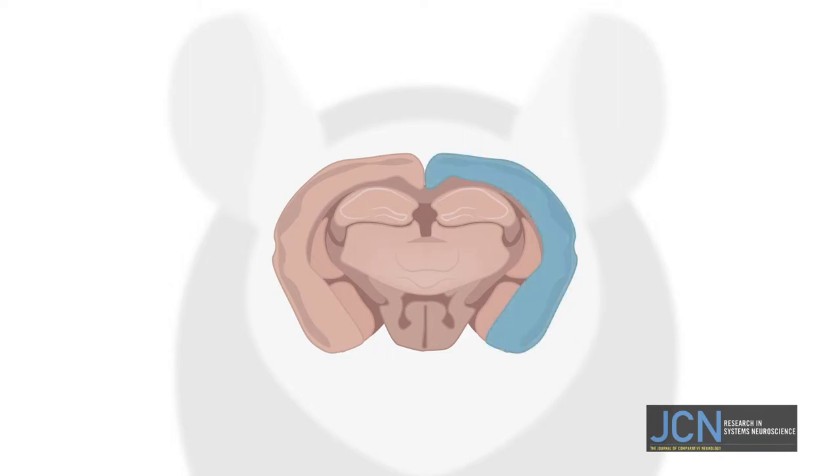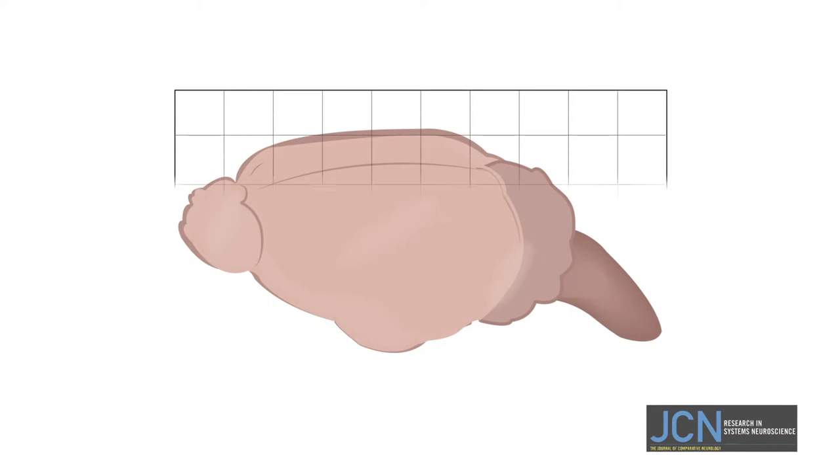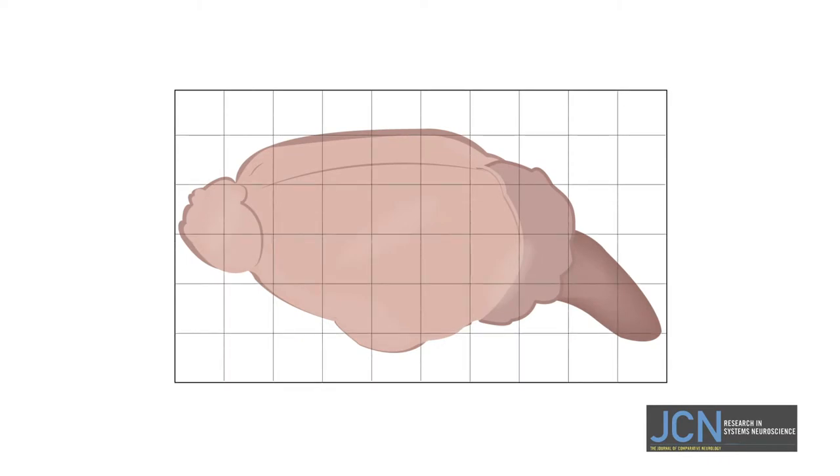Such studies require correct identification of specific brain regions for accurate interpretation of results. But the mouse brain is small and complex. Brain atlases can be invaluable in mapping, but applying this information in laboratory experiments is difficult.